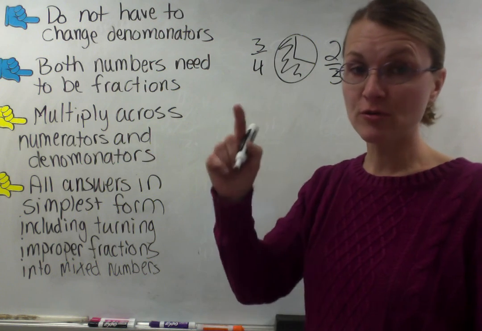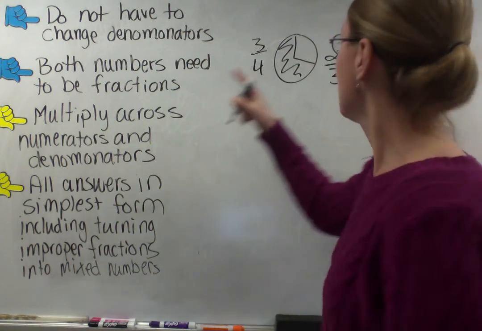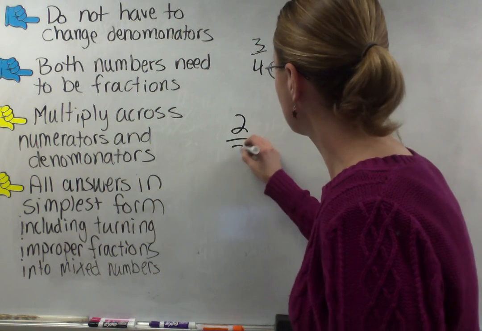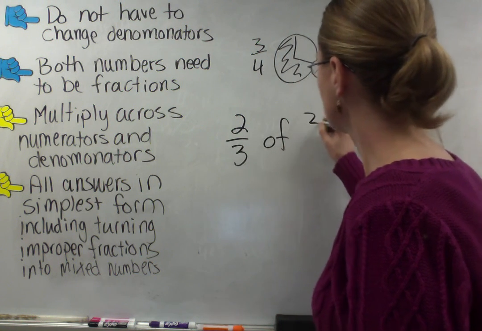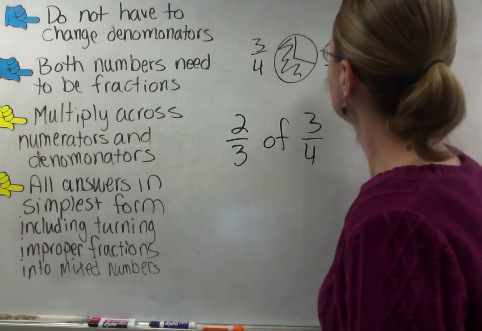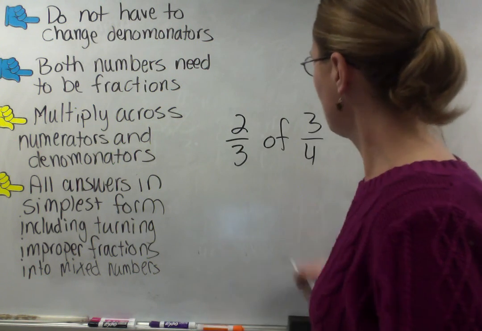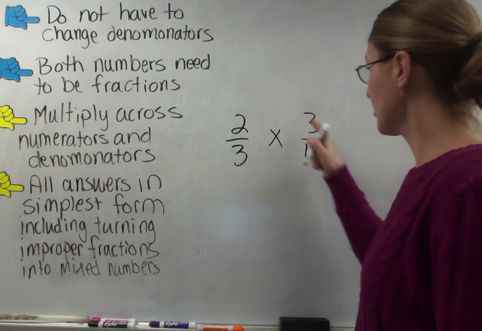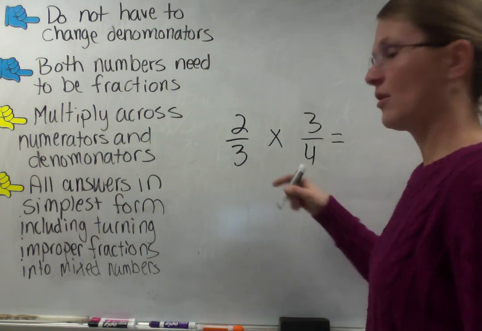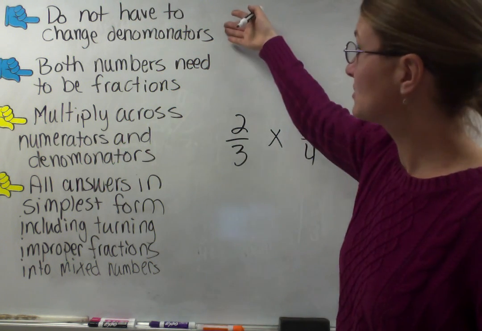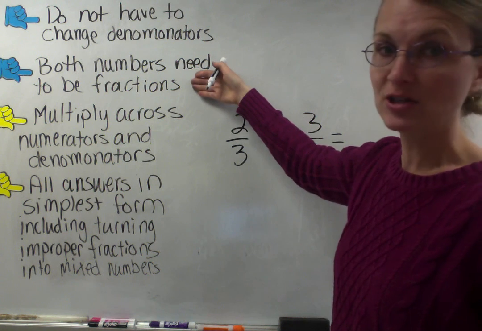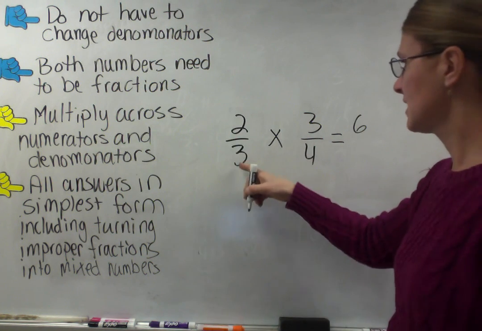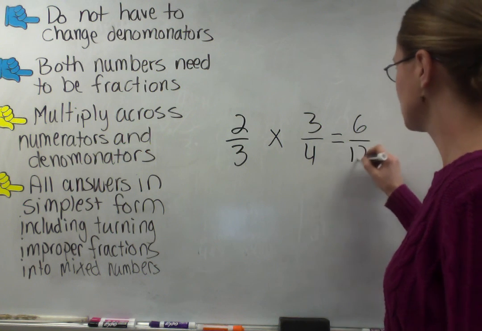But if I ate 2/3 of what was left, that would be 2/3 of 3/4. So to do that, I would find 2/3 of what was left, which was 3/4. Okay? Remember that of, when you're dealing with fractions, becomes multiplication. So I'm going to find 2/3 of 3/4. Now, they're already both fractions, so I don't have to change denominators. I'm going to multiply across numerators, that's 6. I'm going to multiply across denominators, which is 12.